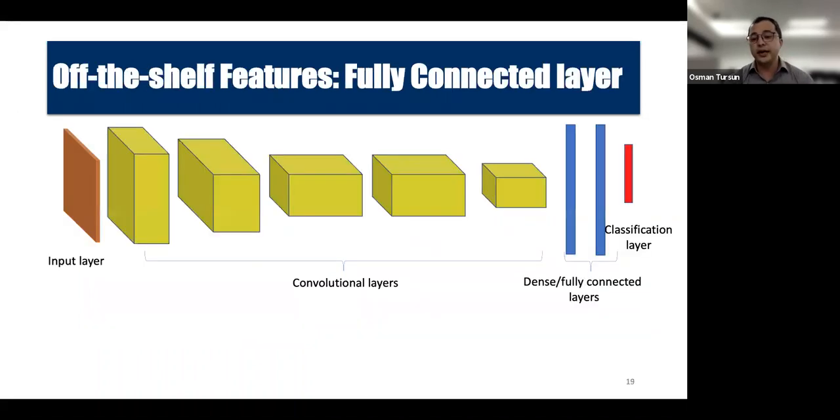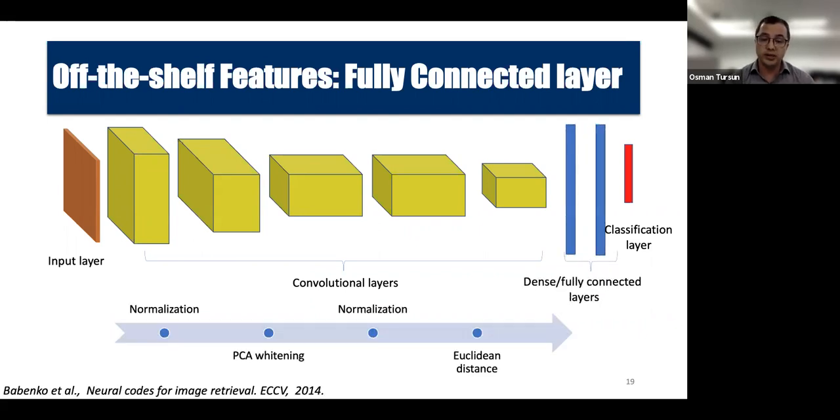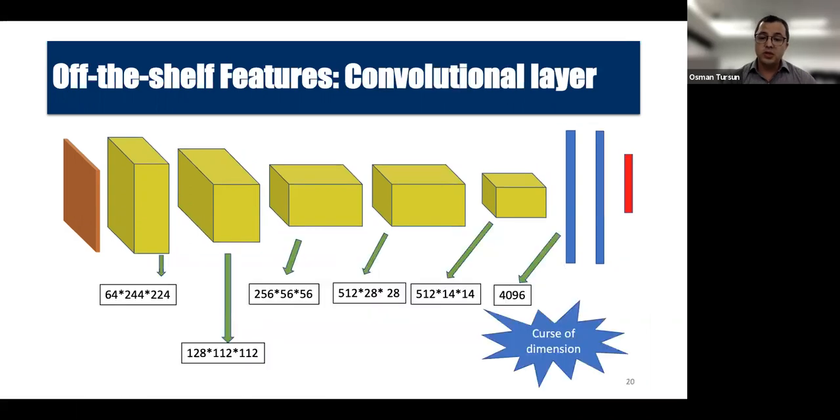So initially, off-the-shelf features were used for CBIR. The features are extracted from the fully connected layers and then applied with some post-processing such as normalization and PCA whitening. And this approach gets comparable results to the previous handcrafted features. However, people find the features from the fully connected layers are very specific to the training data set.